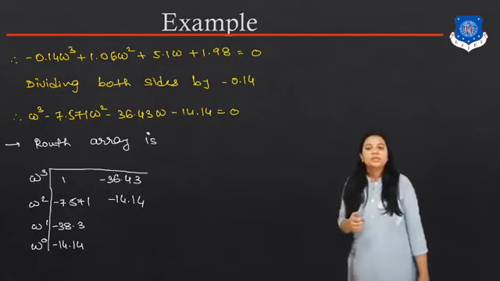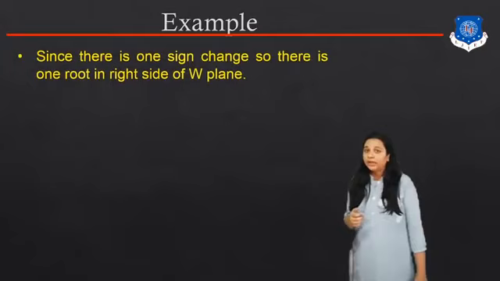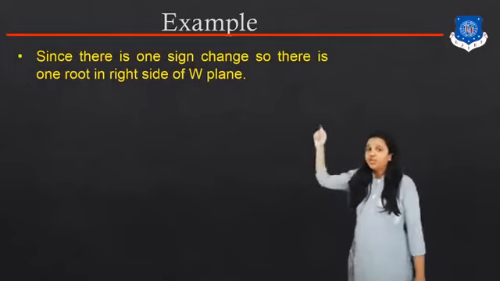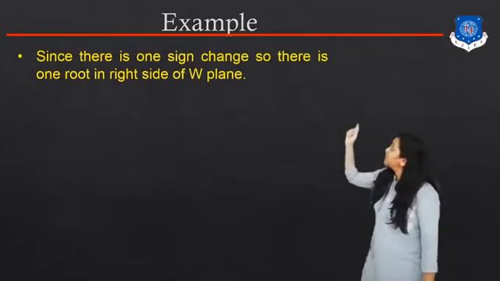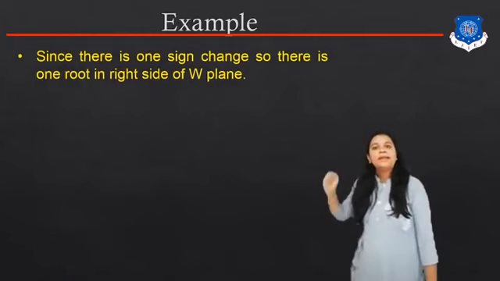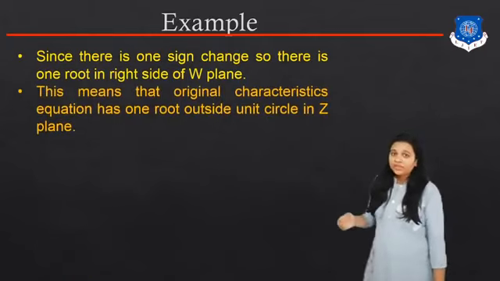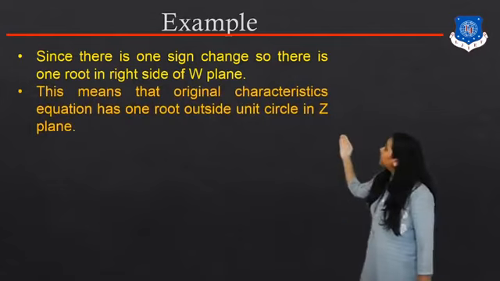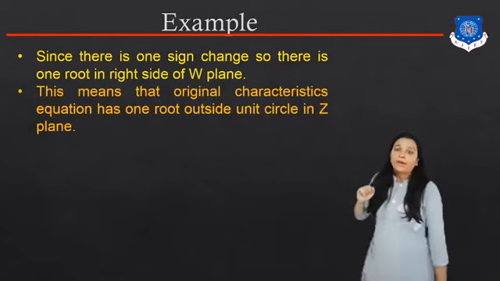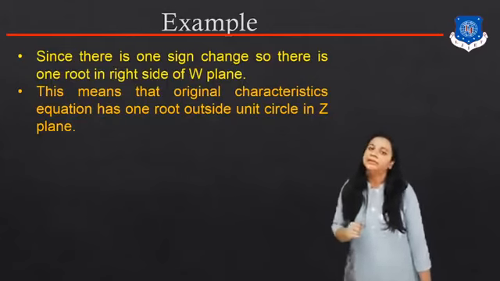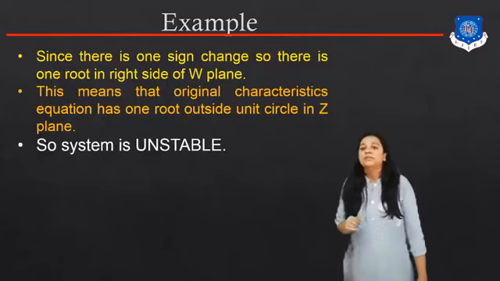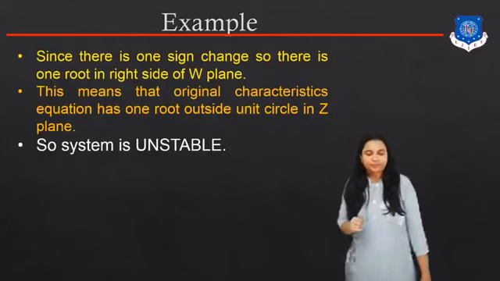So what is the condition for stability in the Routh array? There is one sign change, so there is one root in the right side of the omega plane. This means that the original characteristic equation has one root outside of the unit circle in the z plane. So our system is unstable.